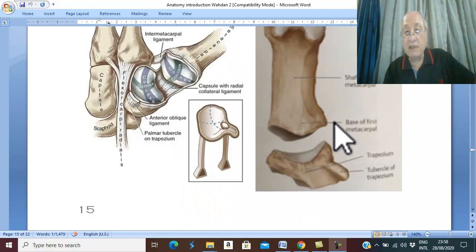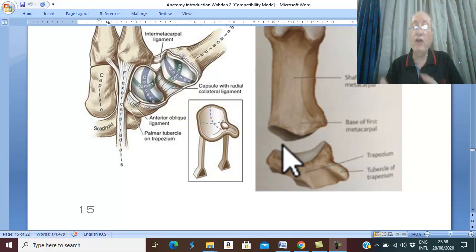Please look here. This is the articular surface of the carpal bone, and this is the articular surface of the first metacarpal. Concavo-convex articular surface, and the concavity of one fits with the convexity of the other. Here we open in this section the first carpometacarpal joint, and the concavity here fits with the convexity here, and the concavity here fits with the convexity on the opposite side.